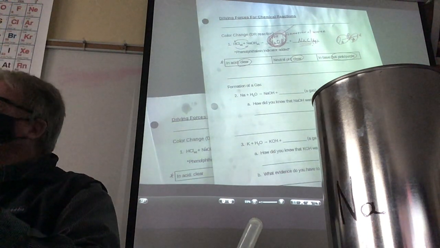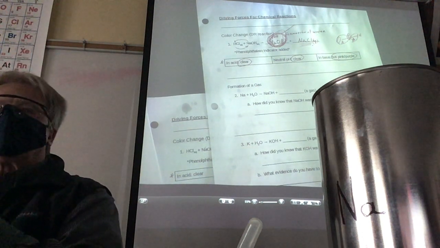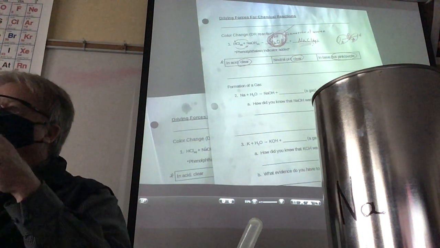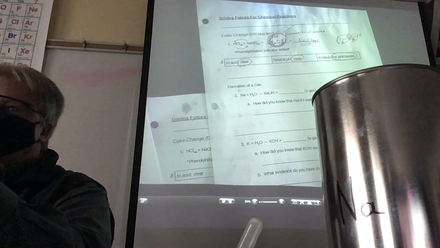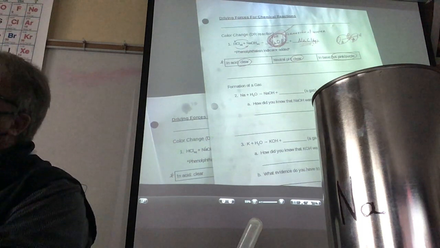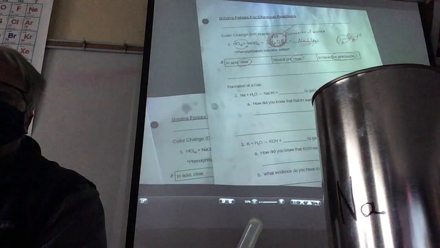Good question. Sodium rips water apart, makes H's and OH's. The sodium then combines with OH. How do I know that? The phenolphthalein says you have NaOH in there.